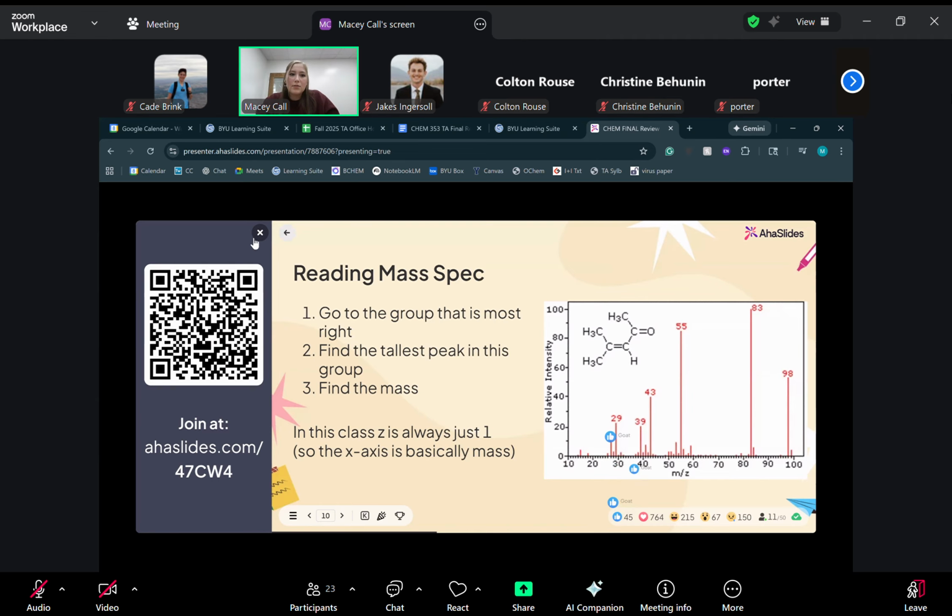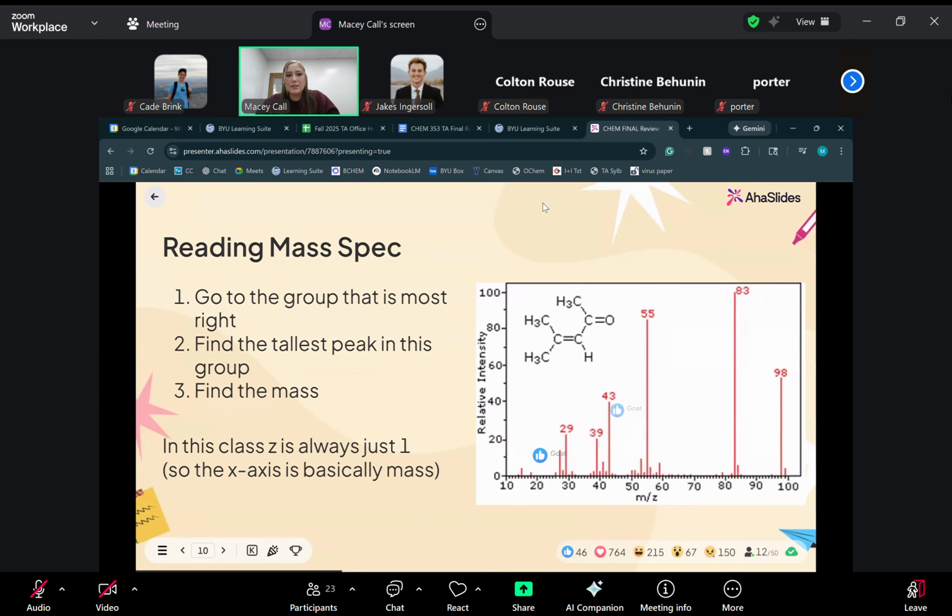Okay, so the next thing we're going to go through really fast is mass spec. So mass spec, I have to be honest, it's really dumb. It doesn't really show you very much, and we don't use it a ton in the class. The main thing that mass spec is going to tell you is the mass of the molecule. So we always have mass spec when we're doing the identify a molecule. So it's kind of like the first thing that I will look at because it will give you the mass.